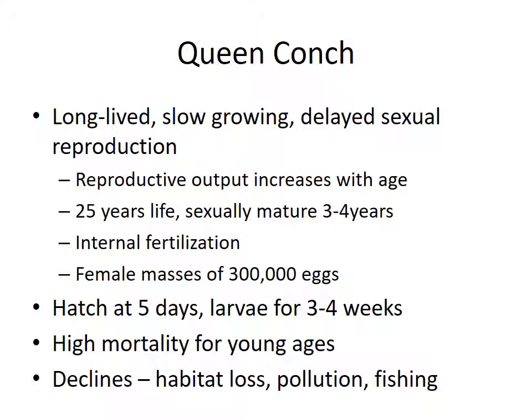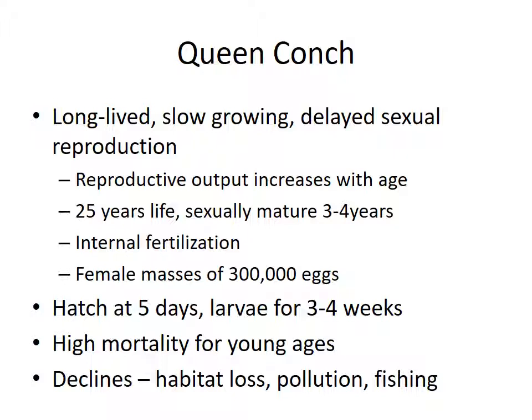As a species, they live a long time. They grow slowly, and they reproduce later in life. As an example, they live about 25 years, but they sexually mature after 3 or 4 years of age, which is kind of old for many of the species that we usually think of that are marine snails. They tend to sexually mature rather quickly.